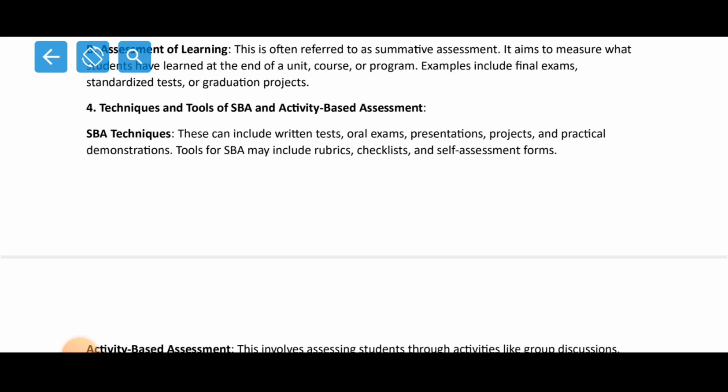You can ask them to present the topic in a fun way, in an engaging way. Then different projects also can be given to the students to complete, and through projects the students get to learn a lot of things. And practical demonstration, so in science, in maths, in social science also, we can show what the students have understood or not by performing certain activities or practicals, right? Tools for SBA may include, now what are the different tools we can use for school-based assessment? It includes rubrics, then it includes checklists and self-assessment forms. So these are the three things given here.